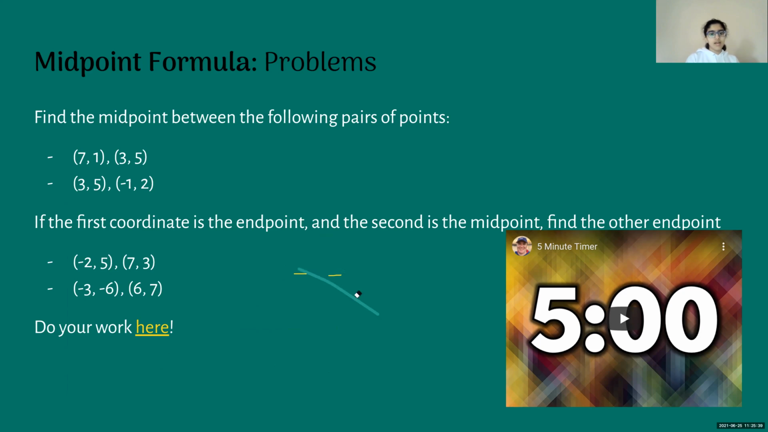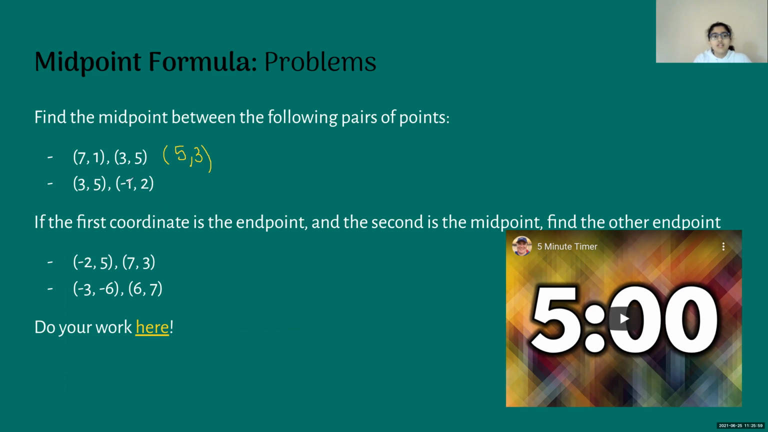Okay, so for this first problem over here, we find the midpoint of the following pairs. So we do 7 plus 3 divided by 2. So that's just 10 divided by 2, which is 5. Then we do 1 plus 5 divided by 2, which is 6 over 2, which is 3. So we get 5, 3 for our answers.